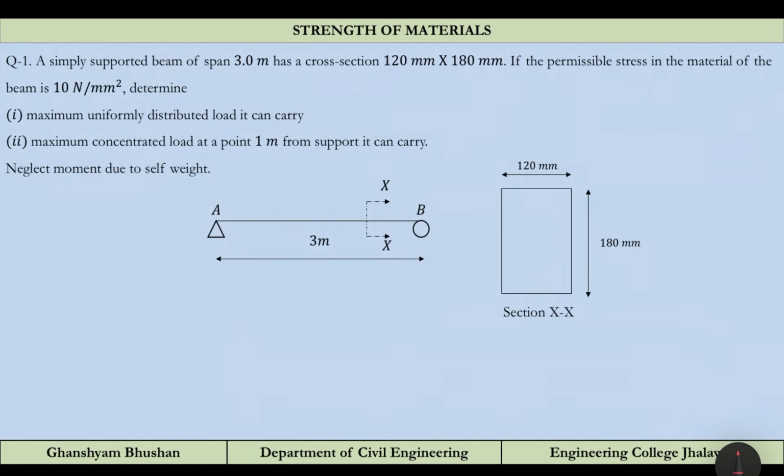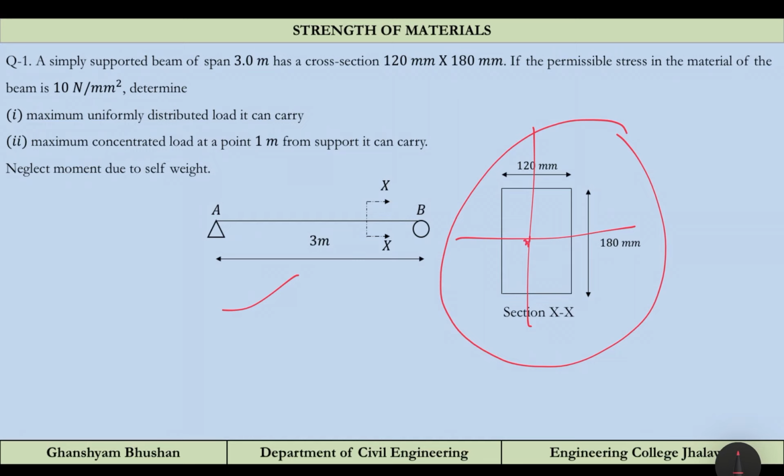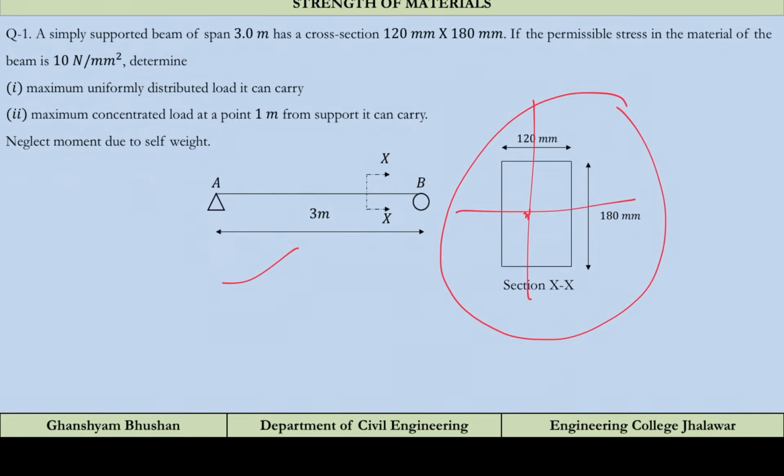So this is the section it will look like. This is the cross section. It is the cross section of the beam. So by symmetry we are having the centroid at the center of this beam.